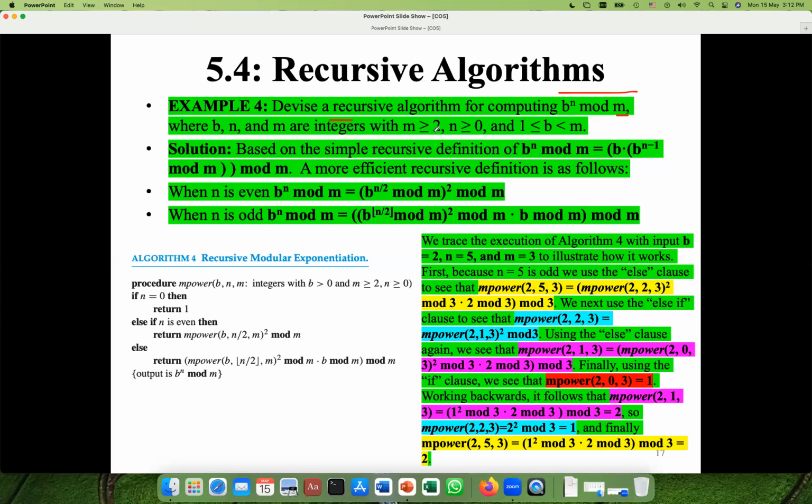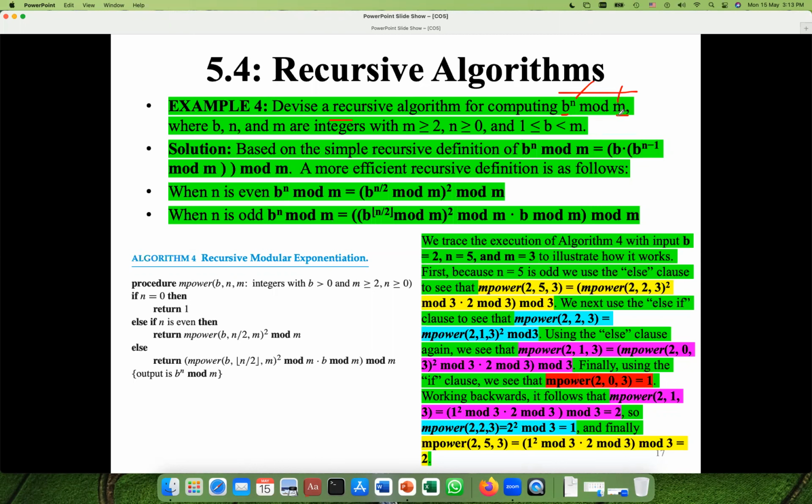M can be greater than or equal to 2. n can be greater than or equal to 0, which means n can be some positive number. Power can be 0 or greater than 0. And this b would be greater than or equal to 1 and less than or equal to m. This b cannot be 0, okay? It should be greater than or equal to 1. So it can be 1, it can be 2 or whatever, but it should be less than m.